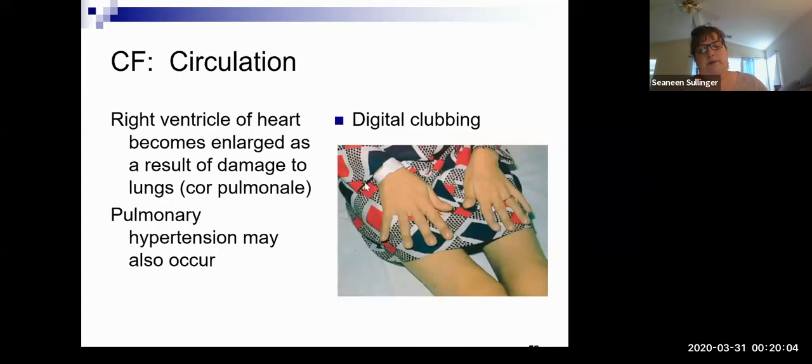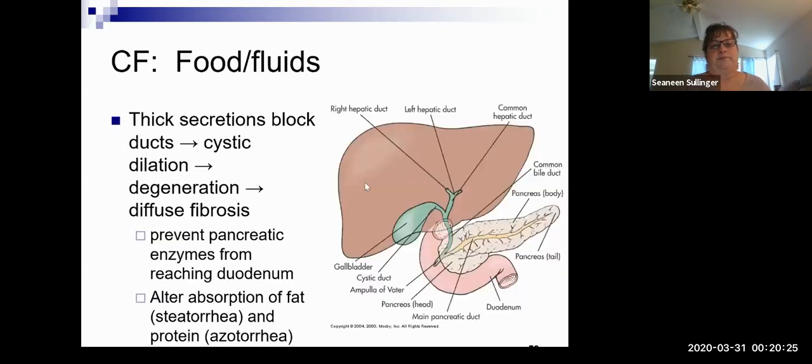You might see the clubbing, we said, in the fingers or toes, because there's damage to the lungs. The right ventricle becomes enlarged. You can also get hypertension. So you're basically drowning in your own secretions, I guess would be one way to put it. That sounds kind of coarse, but that's really what happens.